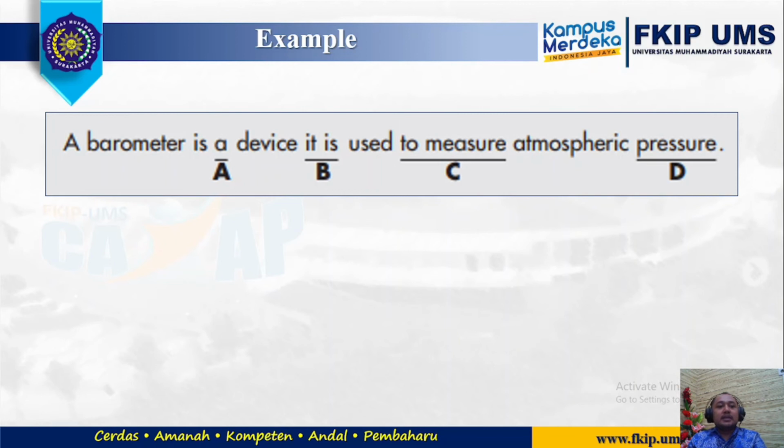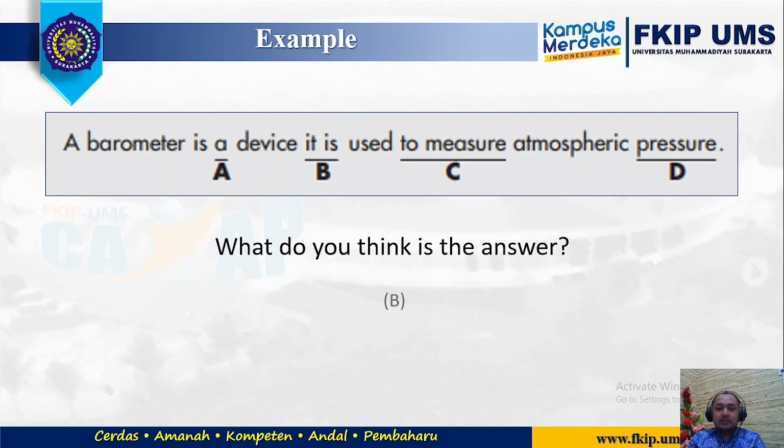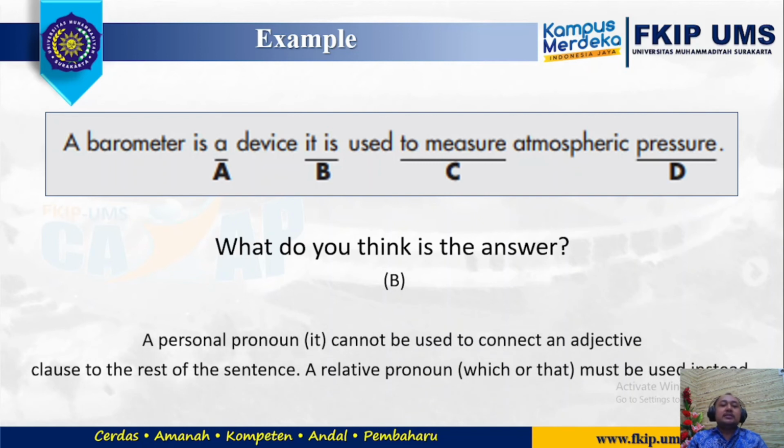Another example here. A barometer is a device. It is used to measure atmospheric pressure. What do you think is the answer? That's great. B. This is a personal pronoun. It cannot be used to connect an adjective clause to the rest of the sentence. A relative pronoun, which or that, must be used instead. So basically, this is a relative pronoun that we need, not it. A barometer is a device. It is used. When the situation is like this, it is a double subject, right? Double noun, device and it. So it's impossible. That's why it should be changed with a conjunction like which or that.